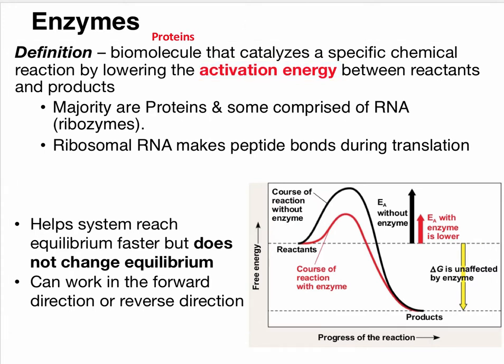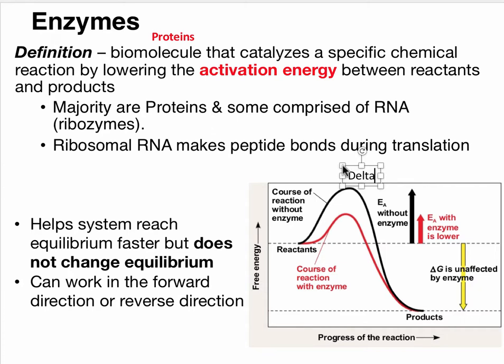The activation energy is represented here on the reaction coordinate diagram, and it's represented by delta G double dagger. And I'll go more into that in class on Friday because I don't know where my double dagger symbol is. Okay, so they lower the activation energy. That's represented here.